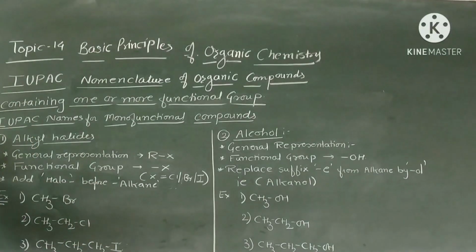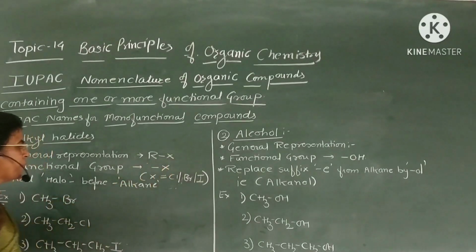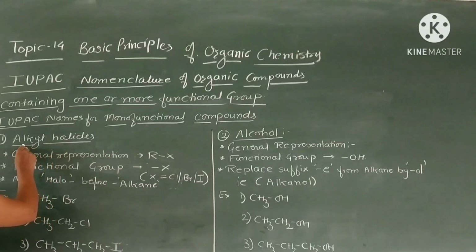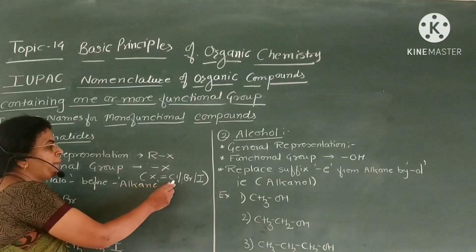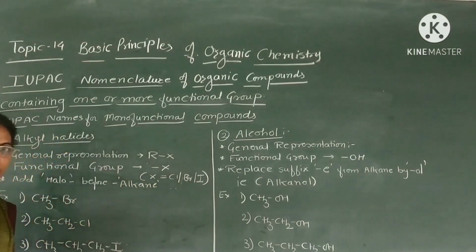Now first one, alkyl halides. We know that alkyl halides are nothing but the halogen derivatives of alkanes. Generally they are represented as RX. Here R is an alkyl group, that is a hydrocarbon radical, and X is a halogen atom. This halogen atom may be chlorine, bromine or iodine.